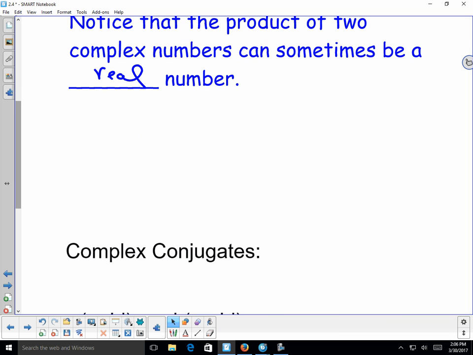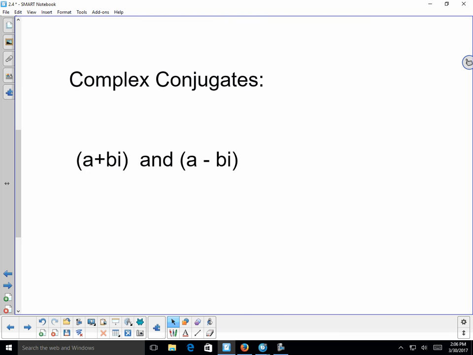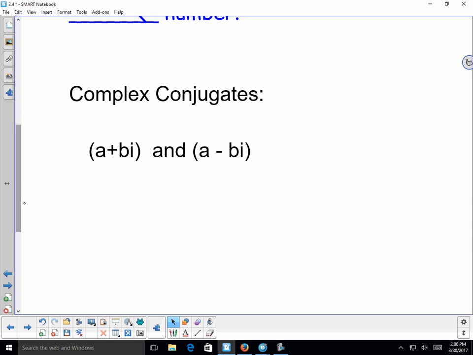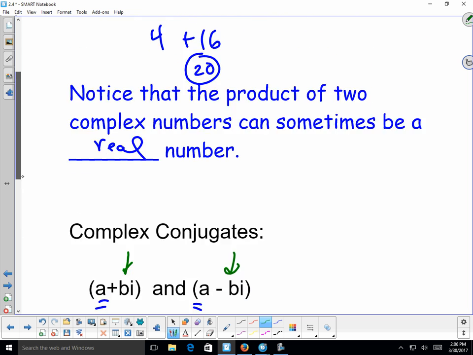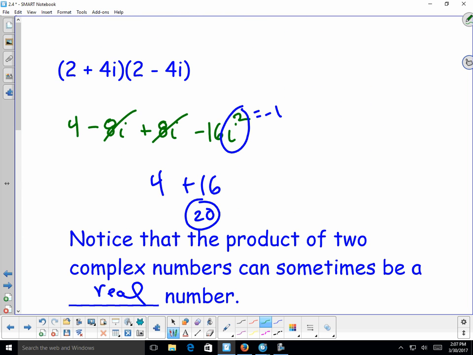And what's the special case? What's going to allow the product to be a real number is if you're actually multiplying complex conjugates like you just did. Complex conjugates would be a plus bi and a minus bi, where the real parts stay the same, but the imaginary parts are opposite of each other. Would that not be like our difference of two perfect squares? Because I noticed that right away, and so I just went to that. I didn't even FOIL. Sure. So, yes, difference of two perfect squares, you could think of it that way.